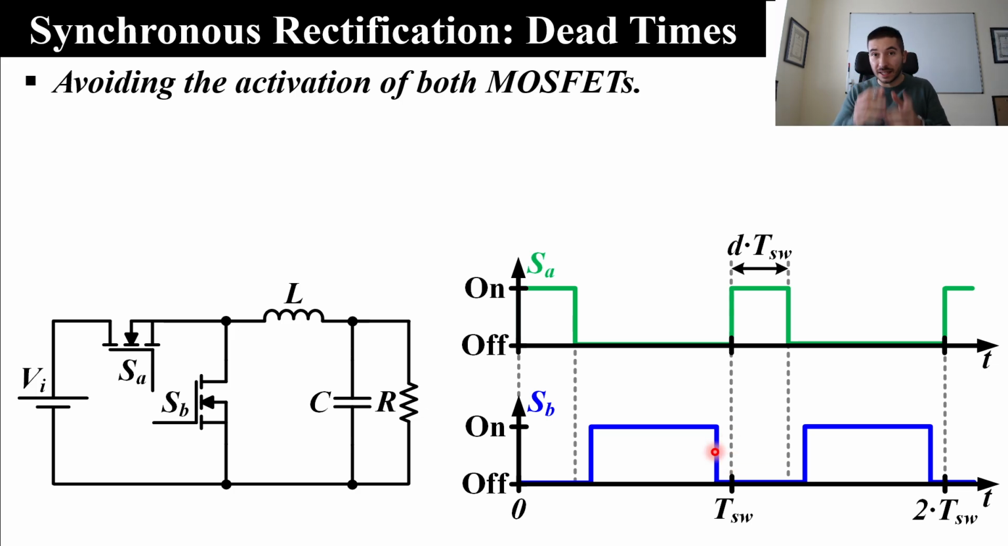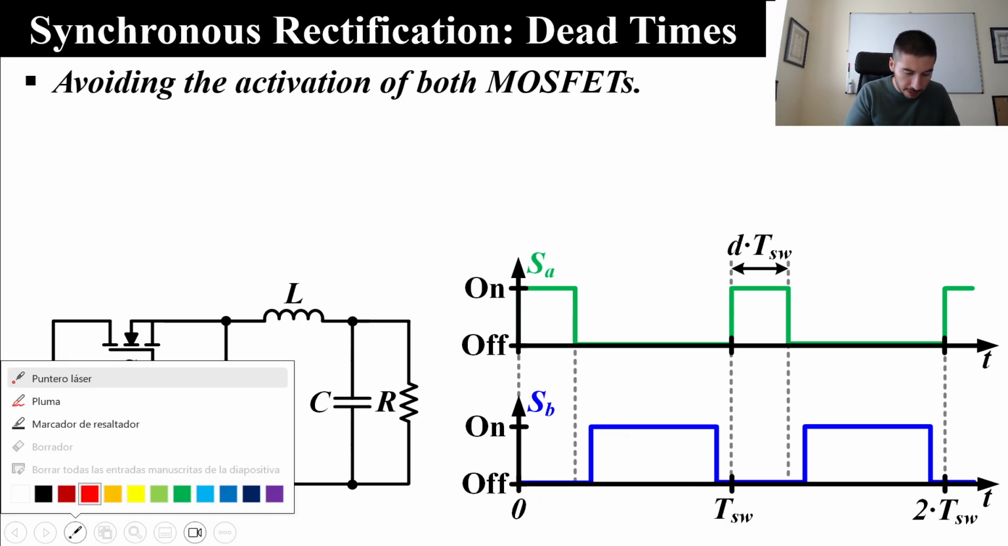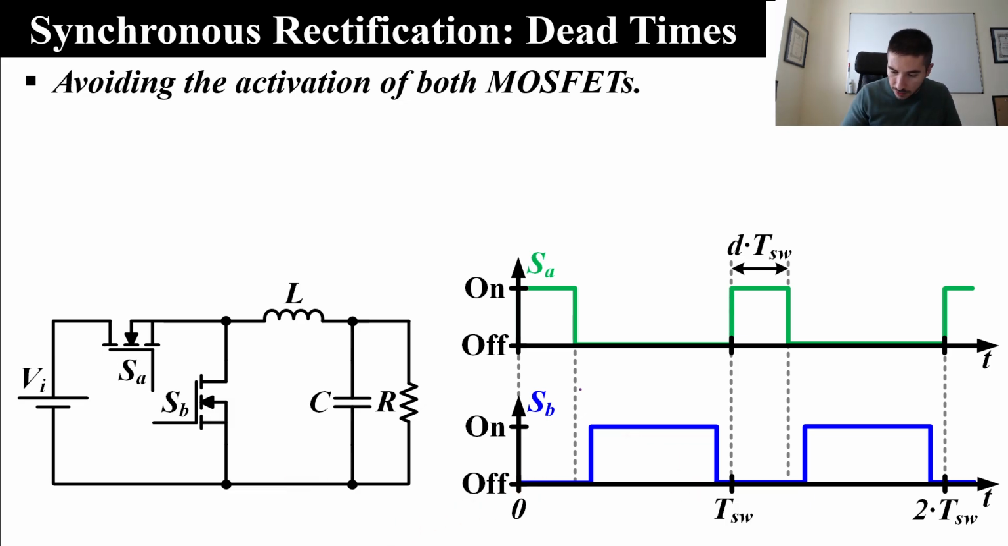But as I said, we need some time to complete the switching process of our MOSFET. So as a result, in order to avoid the situation in which both devices are on at the same time, we have this gap here. This time interval is called the dead time. And here we have another one. Essentially we include those gaps in order to avoid a short circuit with the input.